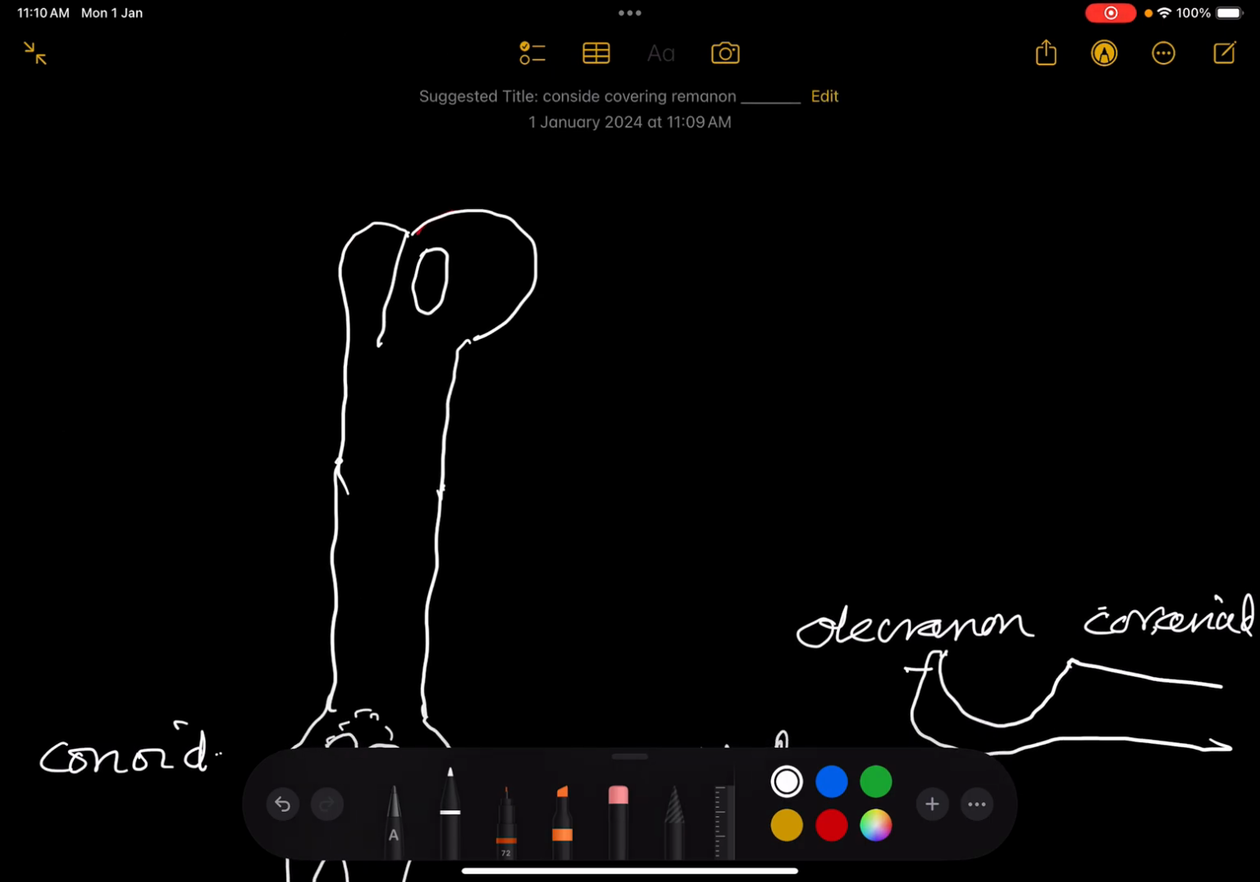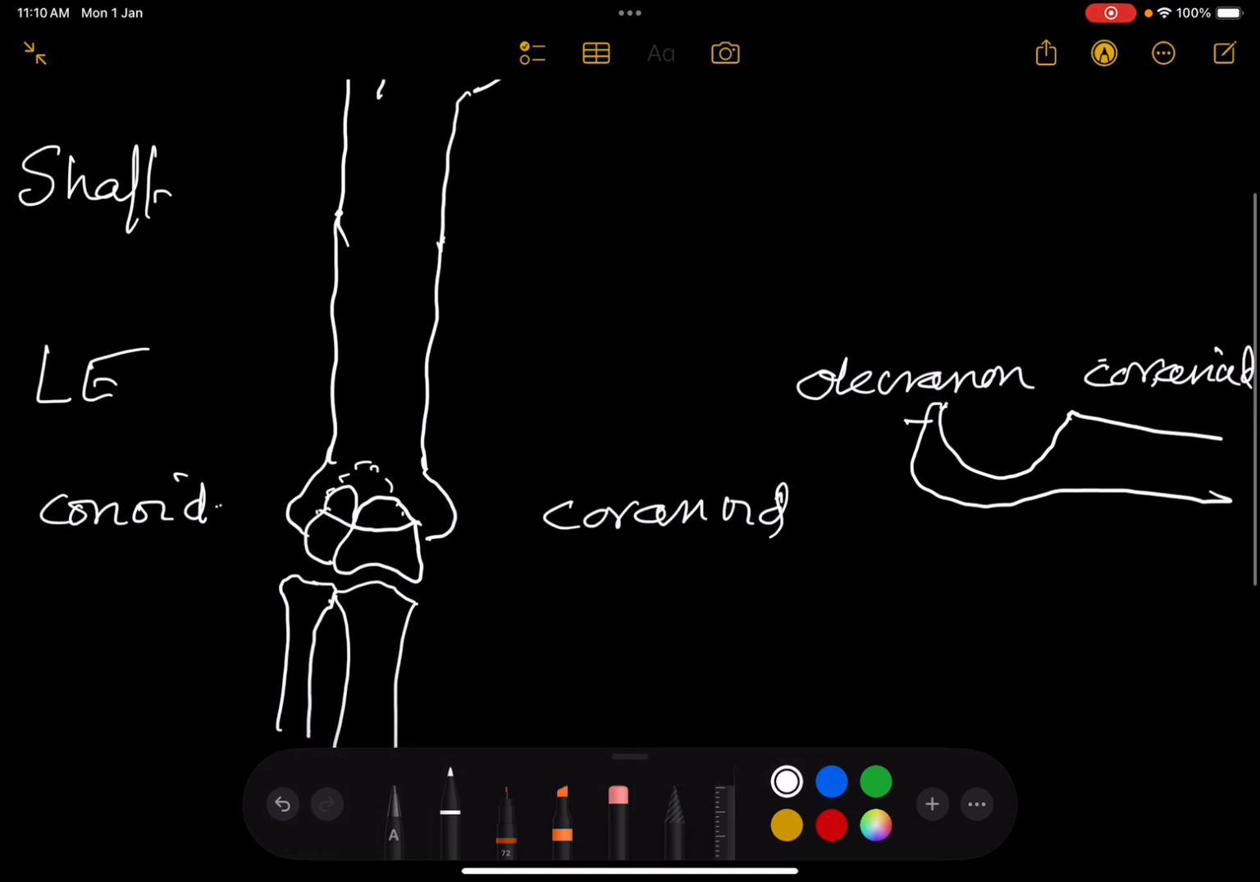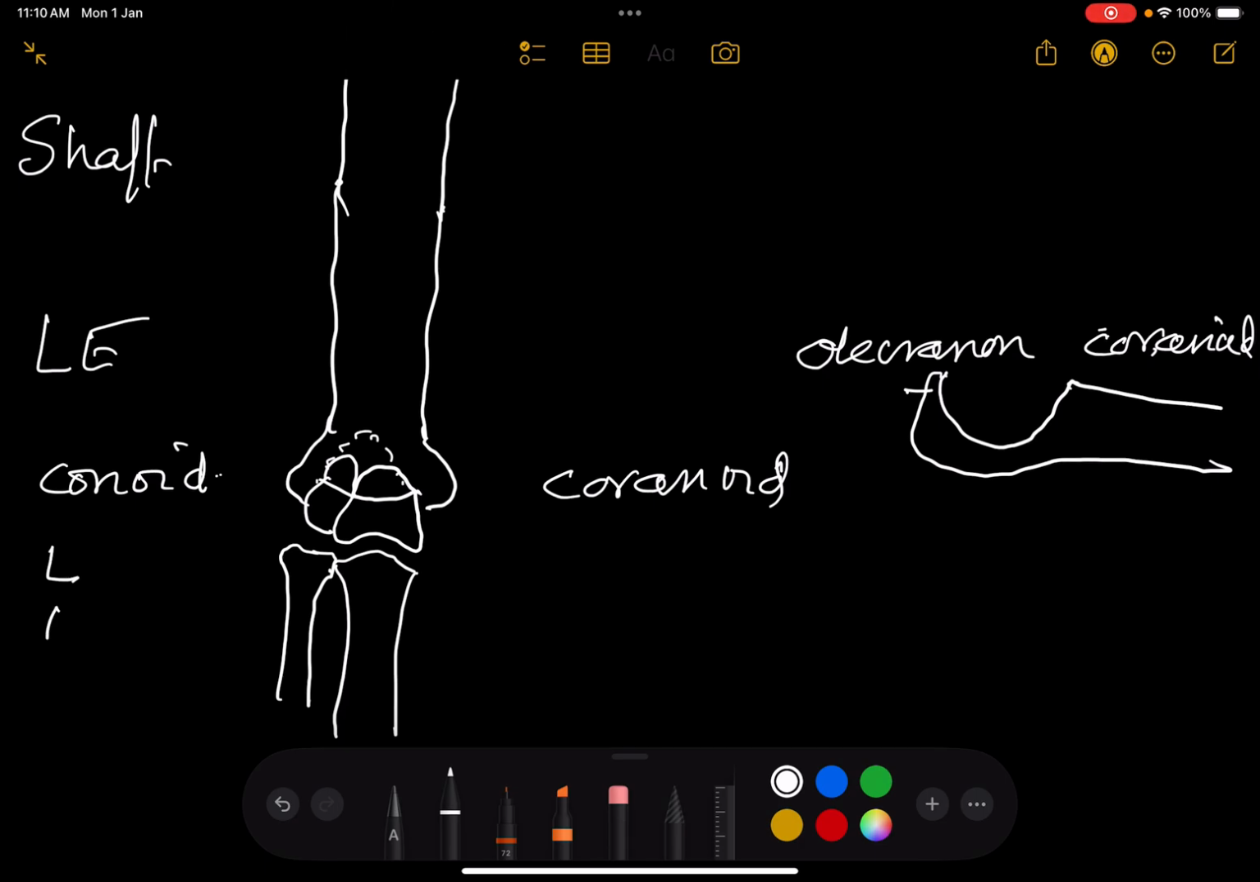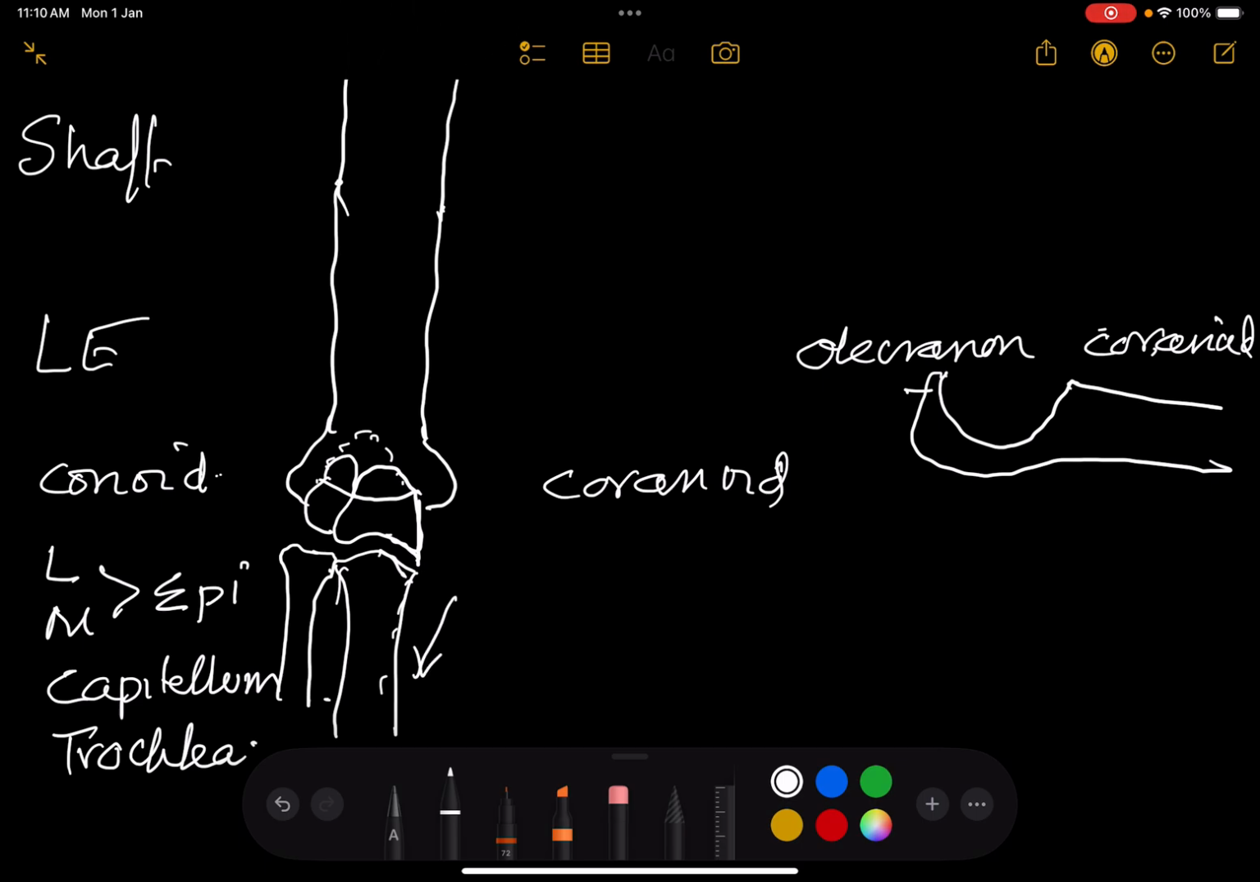Now, so there is the upper end, a shaft, and the lower end, and the lower end consists of lateral and medial epicondyles, capitellum, and trochlea. The medial part of the trochlea is larger and more oblique, so that the ulna is basically directed a little bit outside in relation to the humerus, and these two form what is called the carrying angle.